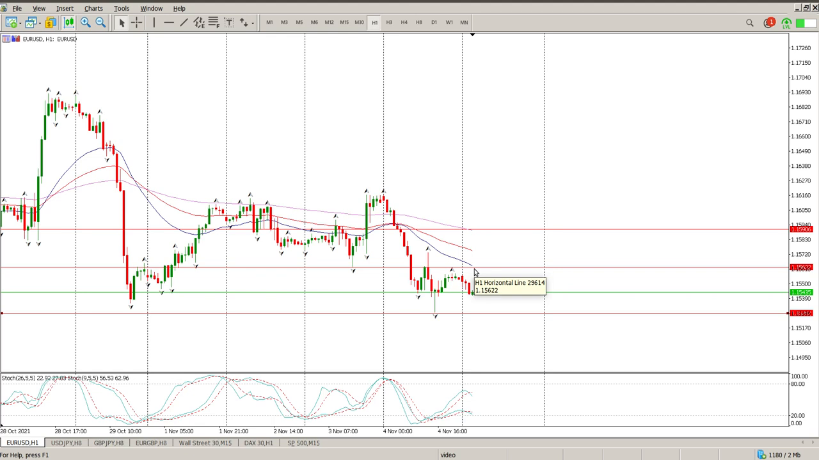115.622, a sort of a retest of that. The rejection of that, willing to take that trade down to this level, at least at 115.282. Stop is going to be above this swing high here, and that was 115.732.